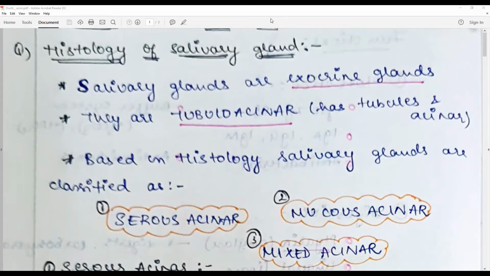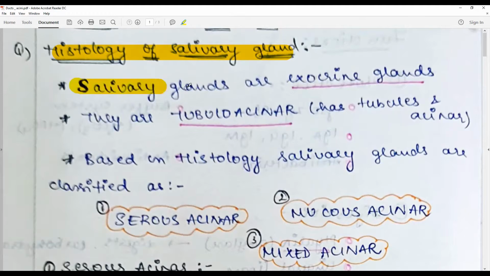The question that we are going to see today is a very important question, that is the histology of salivary gland acini. It could be generally asked or specifically asked, like serous, mucous, or mixed acini. For whatever the type, we are going to give a general idea how to answer these questions.